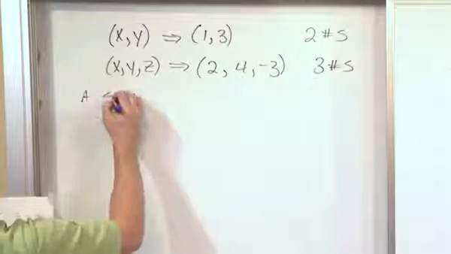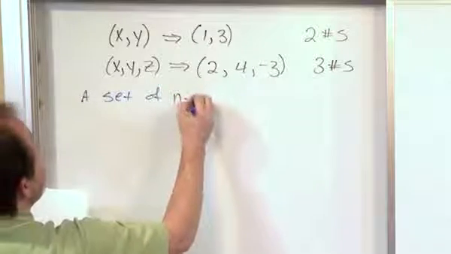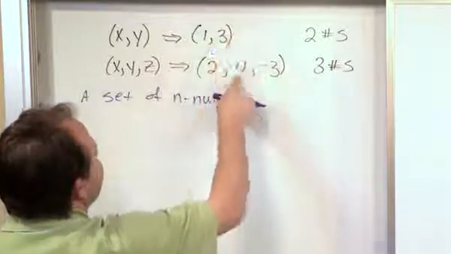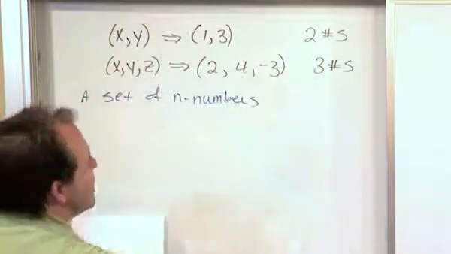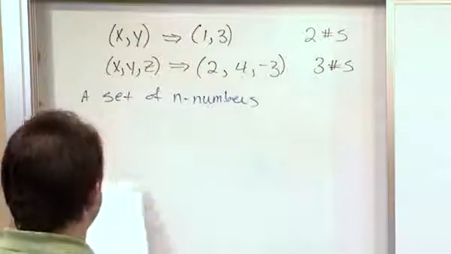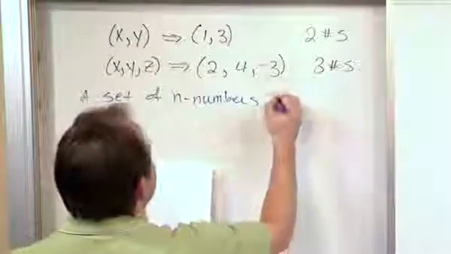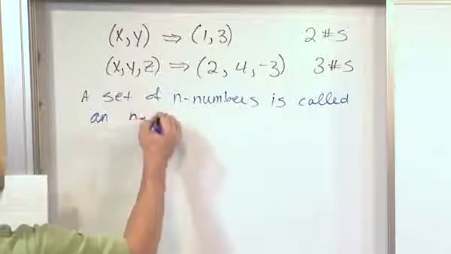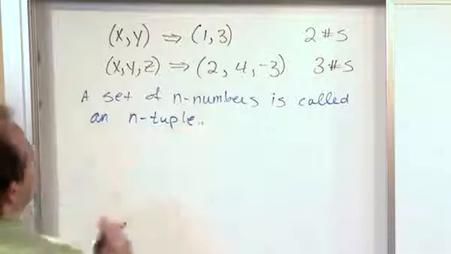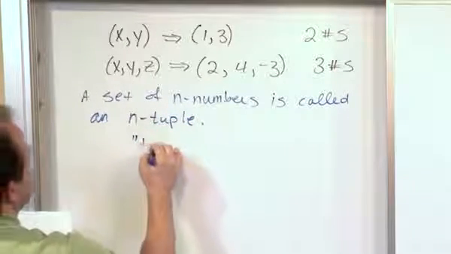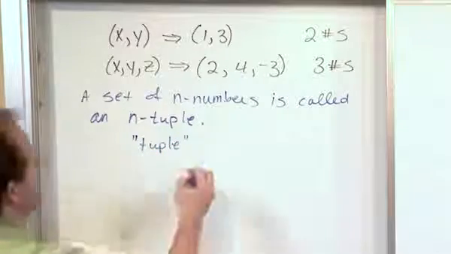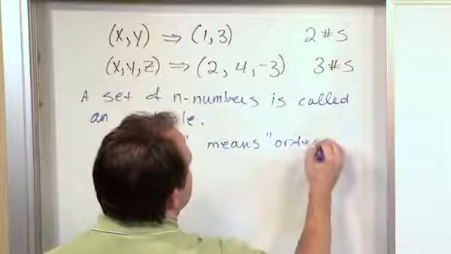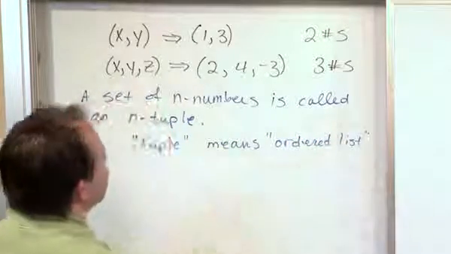Now, where am I going with this? A set of n numbers. I've already given you 2 examples, right? Here's 2 numbers and here's 3 numbers. I'm going to generalize and say we have n numbers. However many numbers we have separated by commas is called, you guessed it, an n-tuple. The word tuple, just to put your next question to rest, means ordered list. Ordered list.